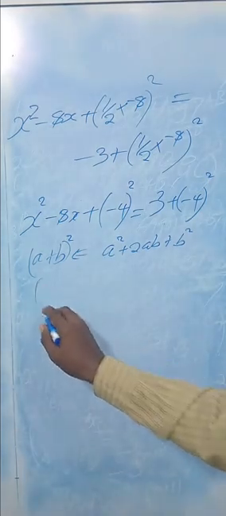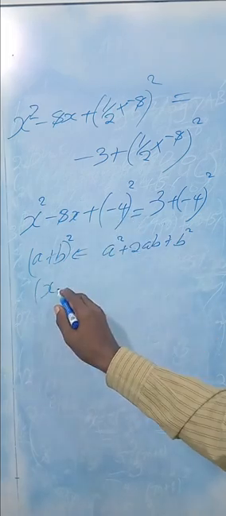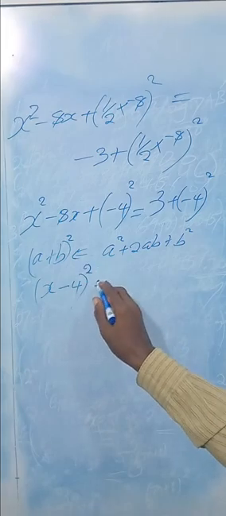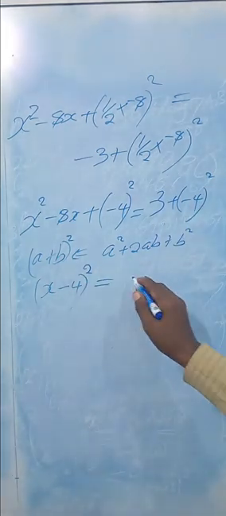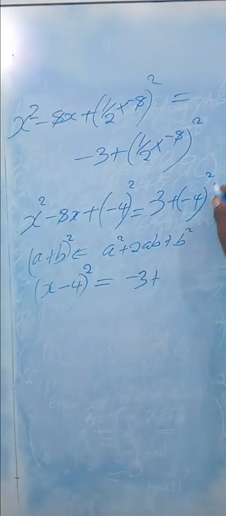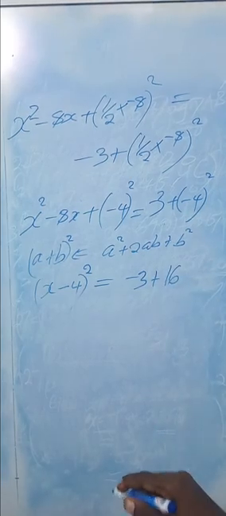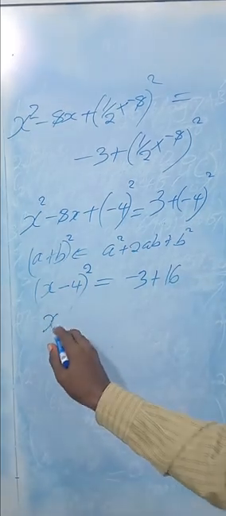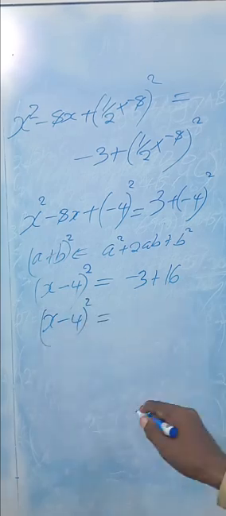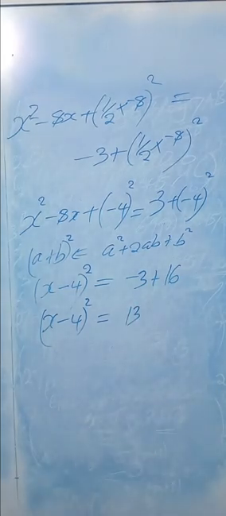Let's have a bracket here. Then x and 4 with a minus sign, so x minus 4 in brackets squared. This equals the right hand side, which is negative 3. It will be plus negative 4 squared, which gives us positive 16. So the left hand side is x minus 4 in brackets squared. The right hand side is positive 13.